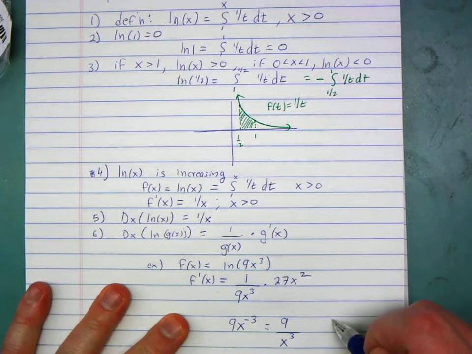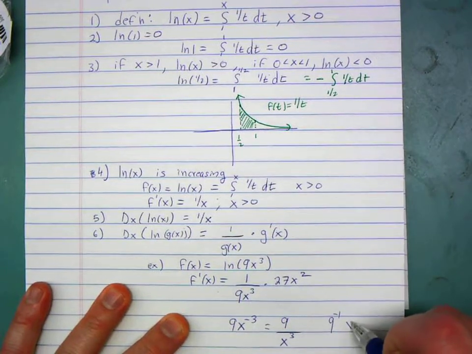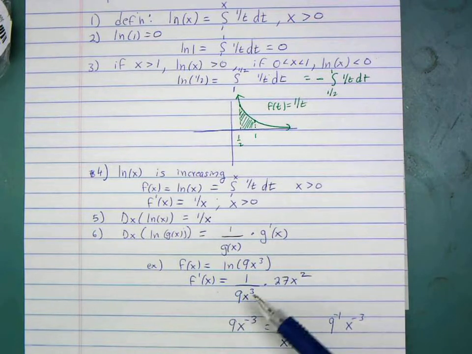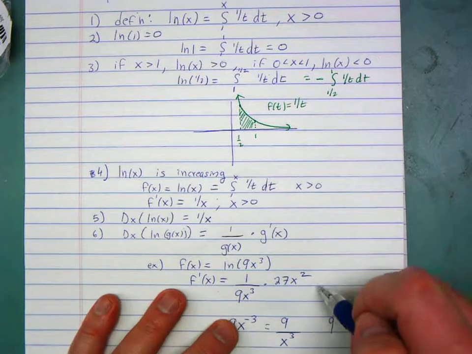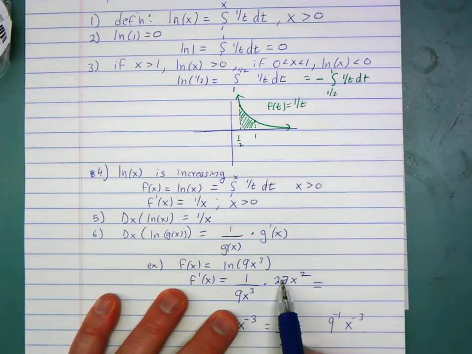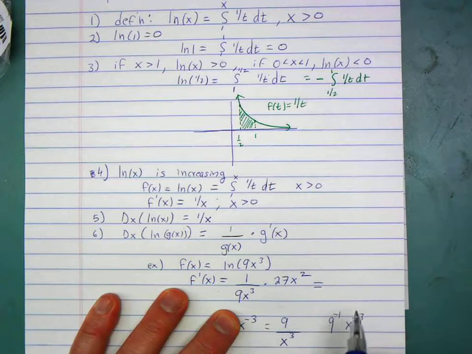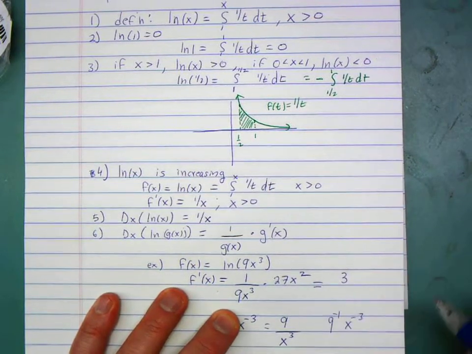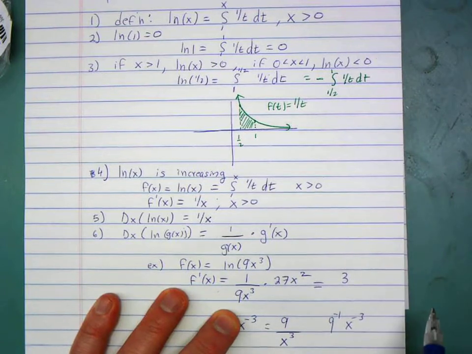I don't know why you would want to do this, but you could write it as 9 to the negative 1 x to the negative 3. That would work, but that looks more complicated to me than just writing it as a fraction. Now, of course, we could simplify. We could take 27 and divide it by 9. 27 divided by 9 is 3, and x squared divided by x cubed is 1 over x.